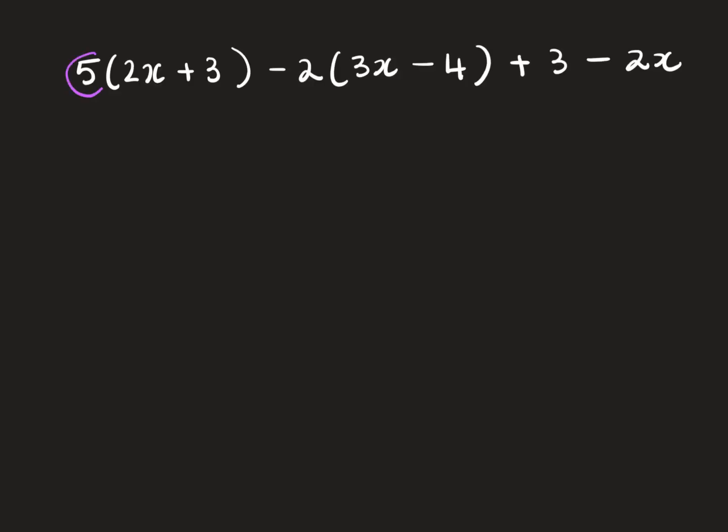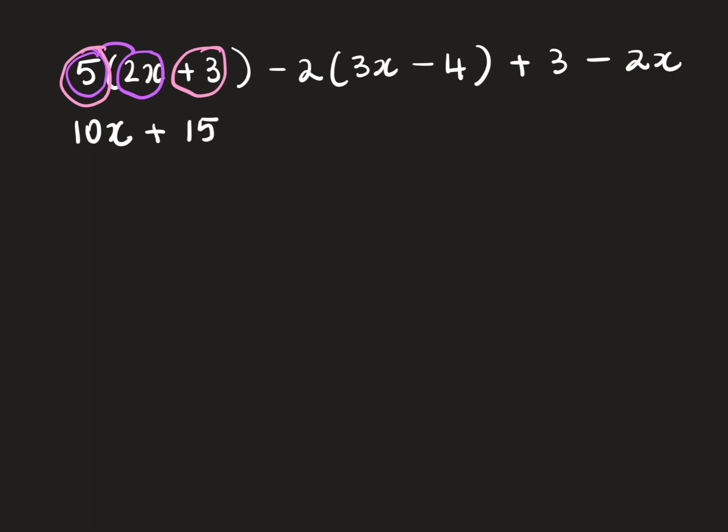Okay, this is an example of a complex question. What we need to do is expand out both sets of brackets and then collect like terms. First set of brackets. 5 lots of 2x is going to be 10x. Then I've got 5 lots of positive 3 is positive 15.